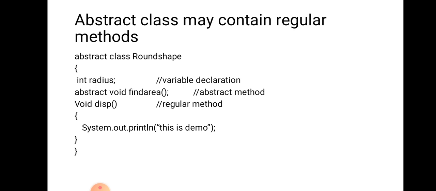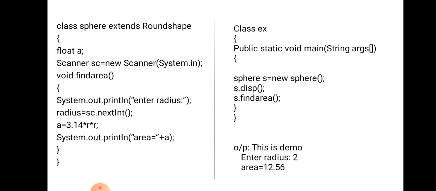And there is another method, that is void display, and in that method we have printed one statement. Now this method is a regular method. We can also call a concrete method. So we have declared that regular method in an abstract class. It is permissible to declare regular methods in an abstract class. So an abstract class can contain abstract methods as well as regular methods. Let us see this example.